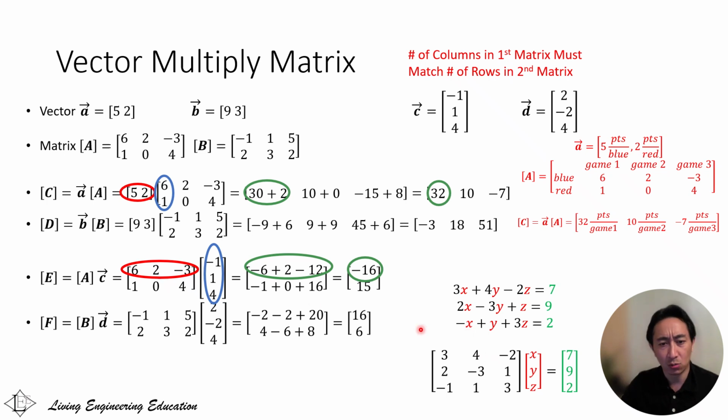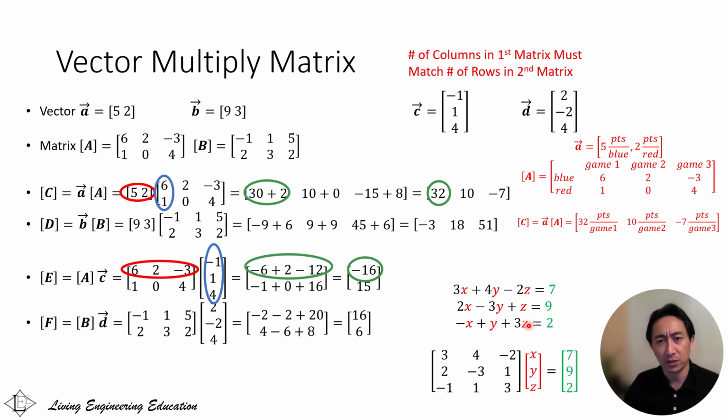So why does this work? Remember, it's row times column. So let's say I look at this first equation. This row dot product with this column will be 3 times x plus 4 times y plus -2 times z is equal to 7. And that's essentially what this equation is here. And then the second row dot product with this vector equals 9 would be the second equation right here.